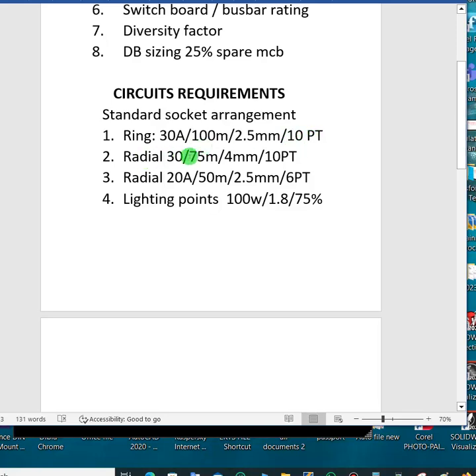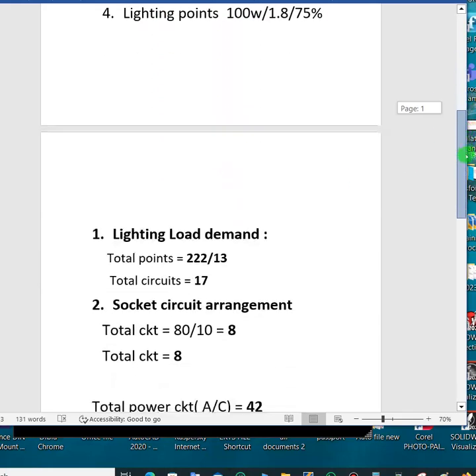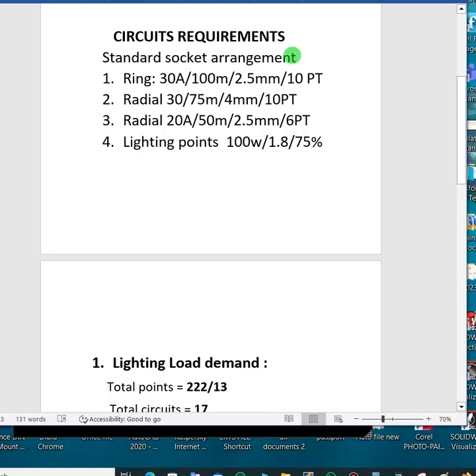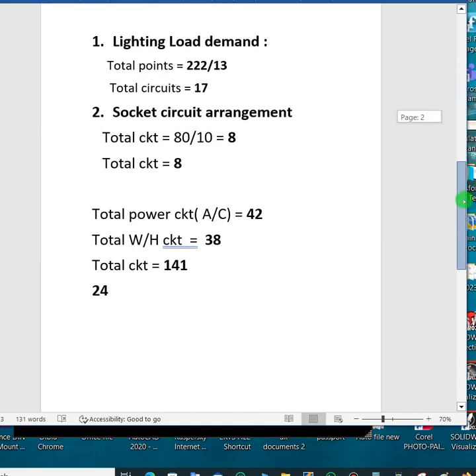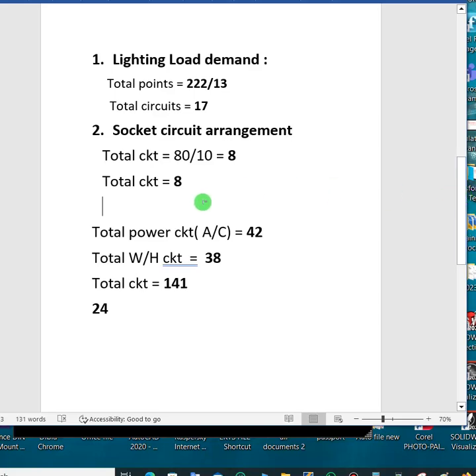Now for radial, this is also the requirement, either 32 amps or 30 amps. Then the length of cable is going to be 75. Cable size is this. Then the total number of points within the circuit is unlimited, but 10 points is recommended. So that is this area. So let's go back. We're going to choose these two. One of the circuits is going to be ring. The rest of them are going to be radial, so that the cost of the installation will be reduced.